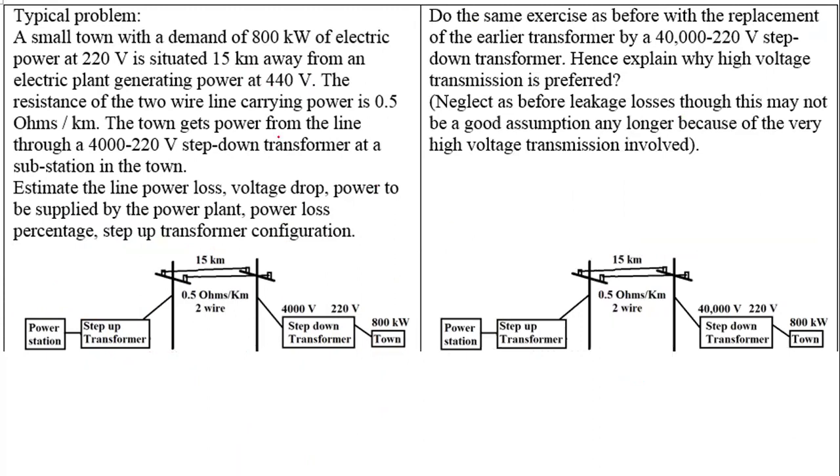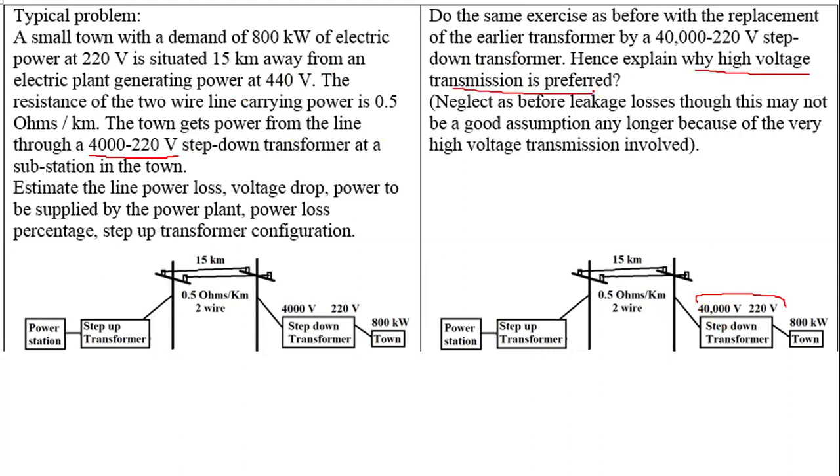And usually, after giving this problem, they give this problem. Do the same exercise as before with the replacement of the earlier transformer by a 40,000 to 220 volt step down transformer. So that means instead of 4000 volts to 220, this is 40,000 to 220. So hence, explain why high voltage transmission is preferred. So the purpose of this presentation is to get back to this point, why we are using high voltage.